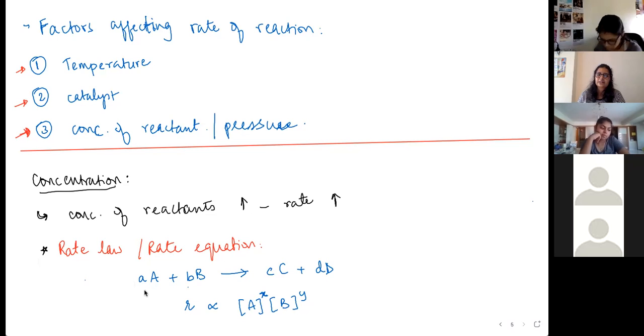So if you have a chemical reaction A plus B gives C plus D, then rate is directly proportional to the concentration of the reactants. The power to which it depends is X and Y. Now this may or may not be equal to the stoichiometric coefficient. That's an important point that you guys need to remember. And small r stands for the rate of reaction, right? Yeah. Or you can also write it as this.